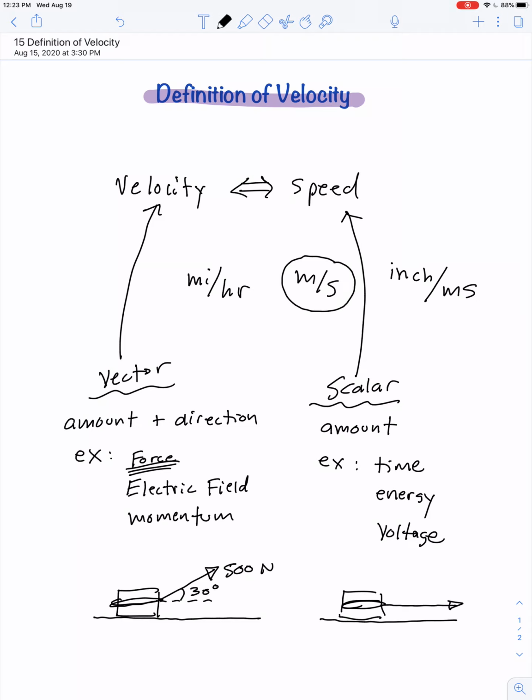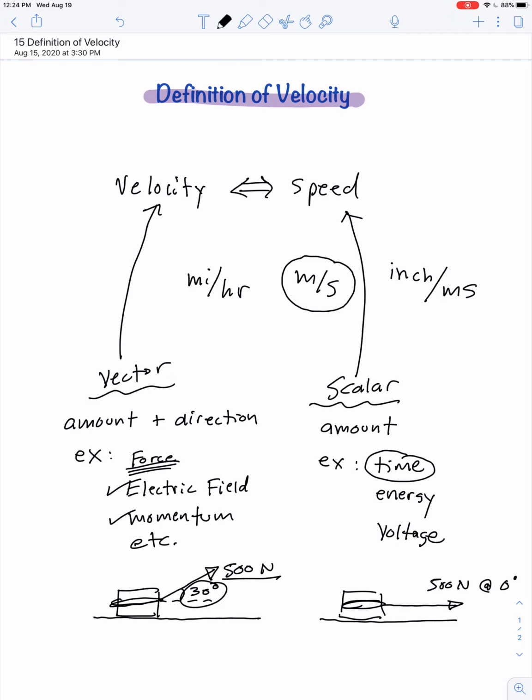So in the first example, the force is 500 newtons at an angle of 30 degrees, and in the second case, my force is 500 newtons at an angle of 0 degrees. So it makes sense to express an angle. The same is true for electric field, the same is true for momentum, and so on. There are several other examples of vector quantities. It would never make sense for me to say that I can hold my breath for 2 minutes at an angle of 30 degrees. Right?